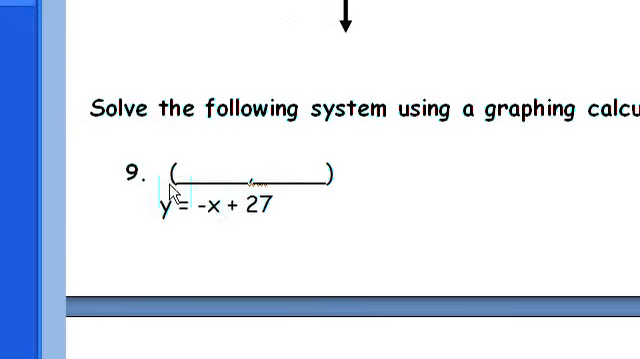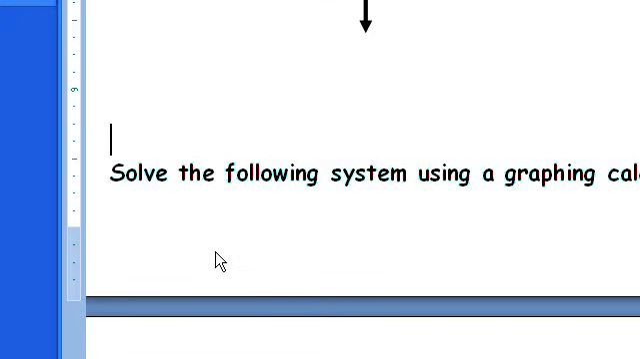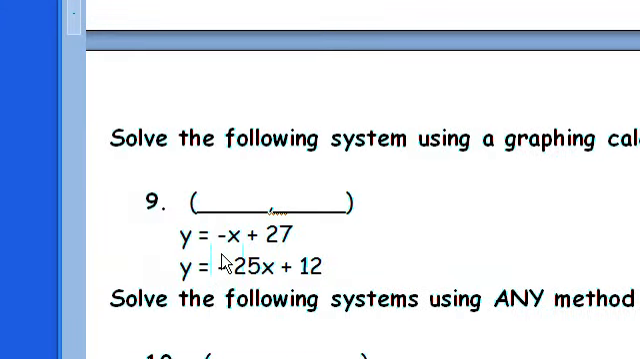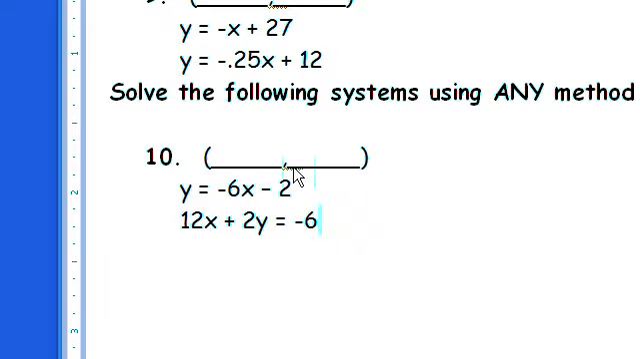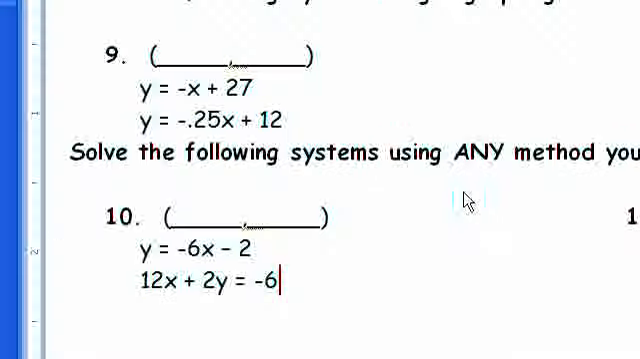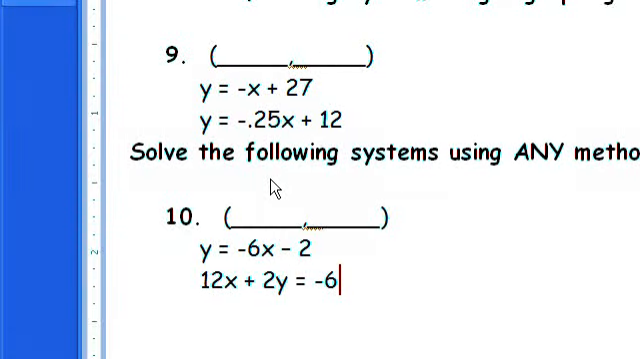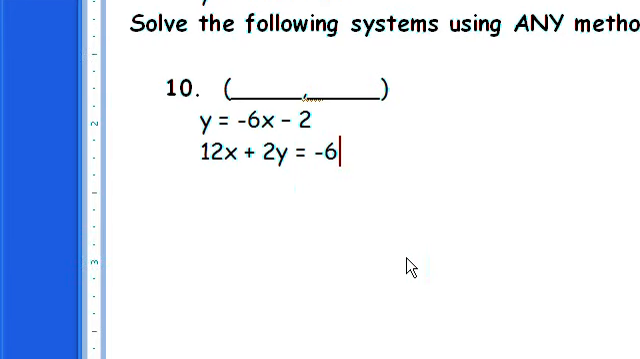Solve it using a graphing calculator. If I have time, I will come back and do that one. Let's look at number 10, because I don't have my graphing calculator loaded up on my operating system here. So let's look at number 10. Solve the systems using any method you prefer.